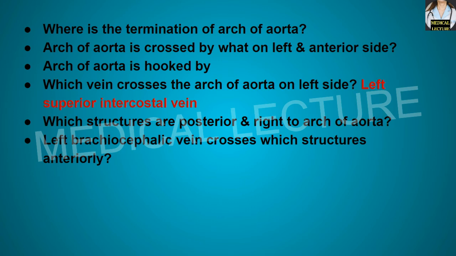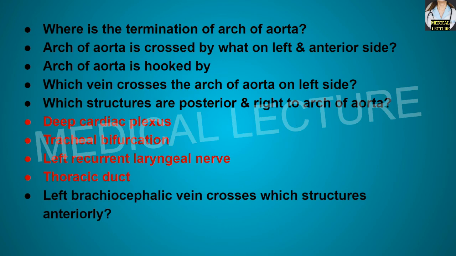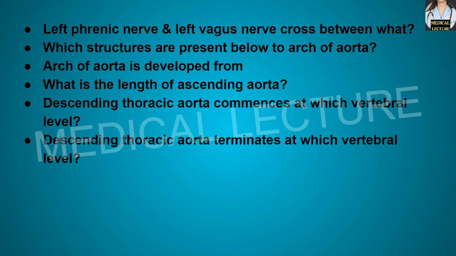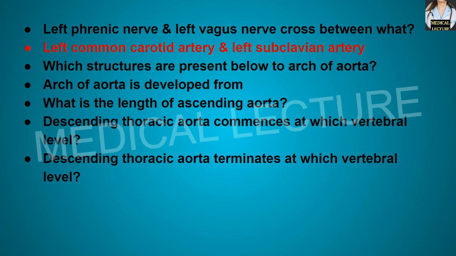Which structures are posterior and right to the arch of aorta? So they are deep cardiac plexus, tracheal bifurcation, left recurrent laryngeal nerve and the thoracic duct. These structures are posterior and right to the arch of aorta. Left brachiocephalic vein crosses which structures anteriorly? So left common carotid artery, brachiocephalic trunk and the right common carotid artery. Left phrenic nerve and the left vagus nerve cross between what? They cross between left common carotid artery and left subclavian artery.